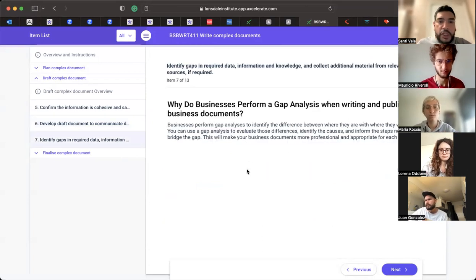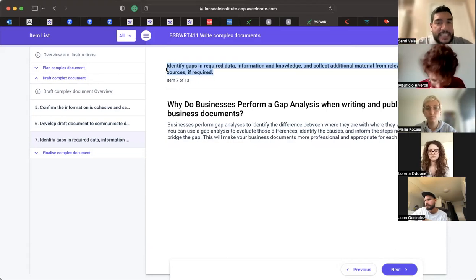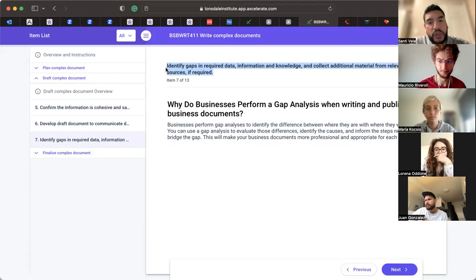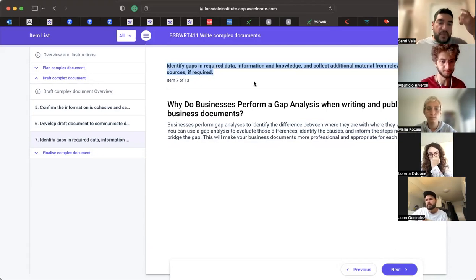But not this one. We need to identify the gaps. All right, cool. So once we have that draft, we need to identify the gaps for us to find the data that will be fulfilling those gaps. We need to find the gaps in information. We need to find the gaps in knowledge. And we need to collect additional information that will be important for that draft. So we can do a gap analysis before we do the publishing. This is how we do the drafting.